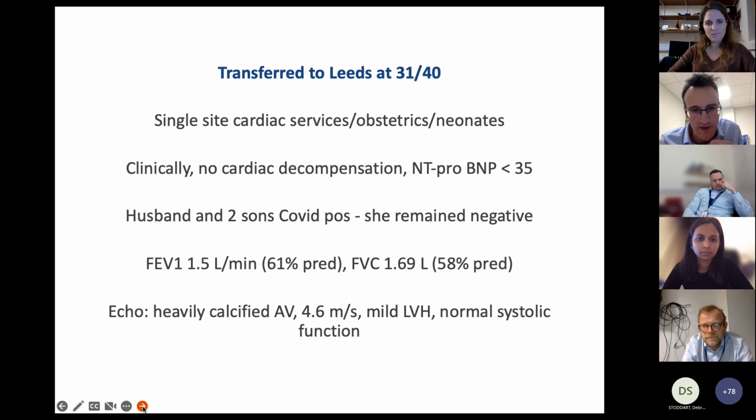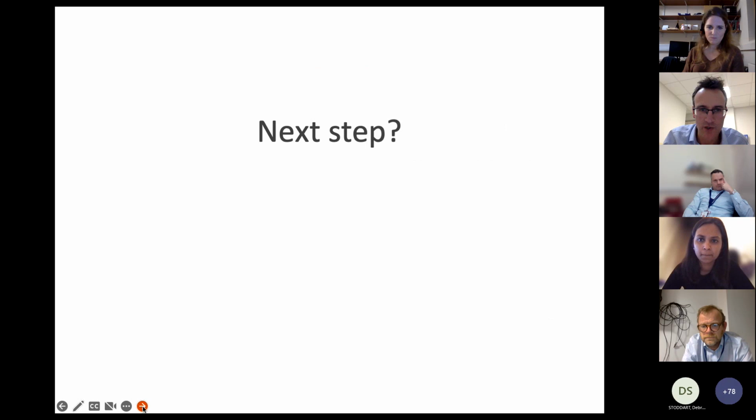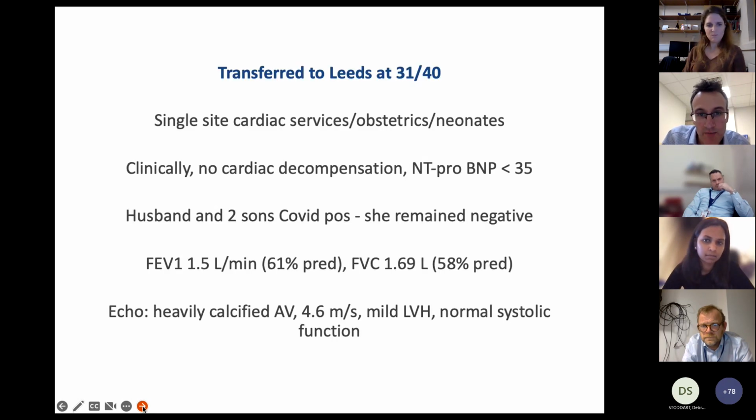The COVID thing was that she did remain negative, but her husband and two sons were COVID positive, and she did have some spirometry, which you can see there, FEV1 61% predicted and an FVC of 58% predicted. So a restricted type pattern, as presumably one would expect. I'm not going to show you the echo pictures, but we repeated the echo and she had a heavily calcified aortic valve with a peak velocity of 4.6 meters per second. We felt mild LVH, but normal systolic function. So we're now at 31 weeks, not much different.